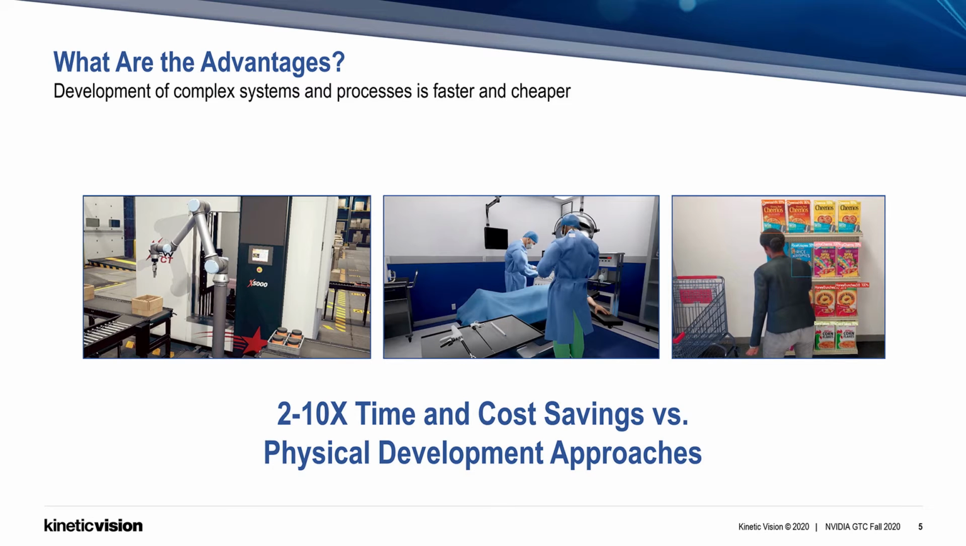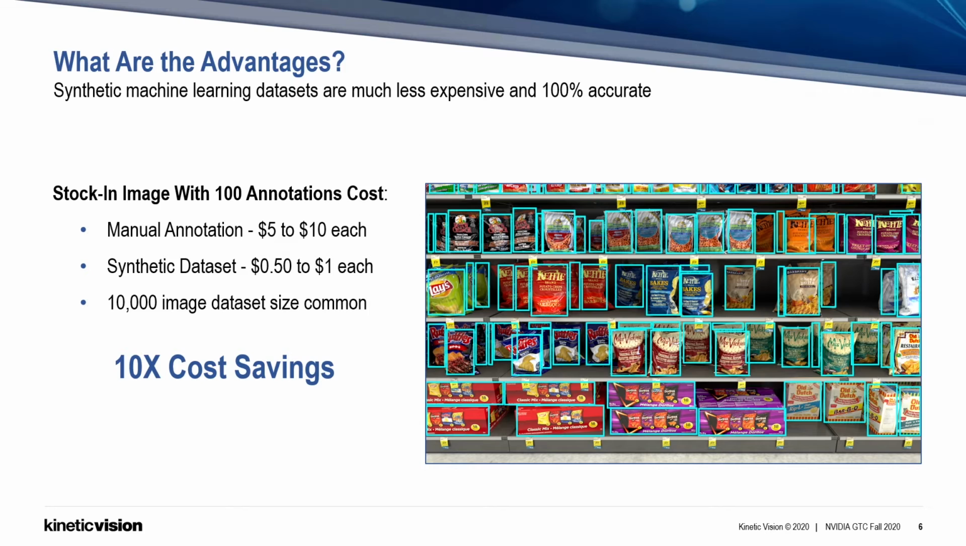So what are the advantages of using a true digital twin to develop some system or process? Well, virtual spaces and objects are much less expensive and time-consuming to create than their physical counterparts, typically by 2 to 10 times. One example is the creation of training data for machine learning models. Because the twin accurately represents the physical system, this data can be created synthetically.